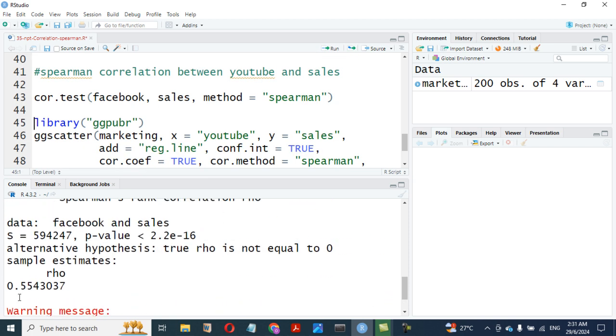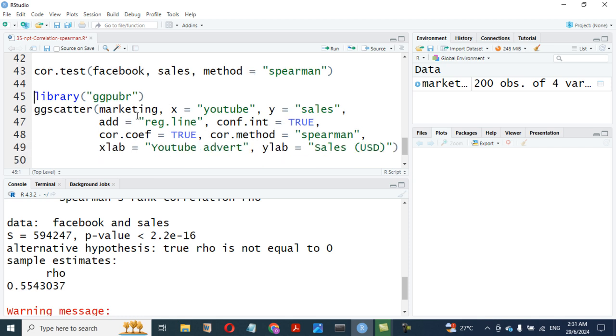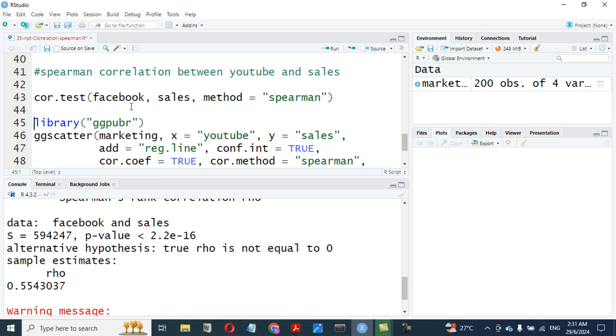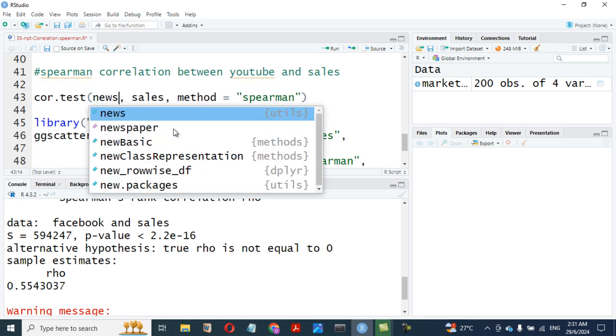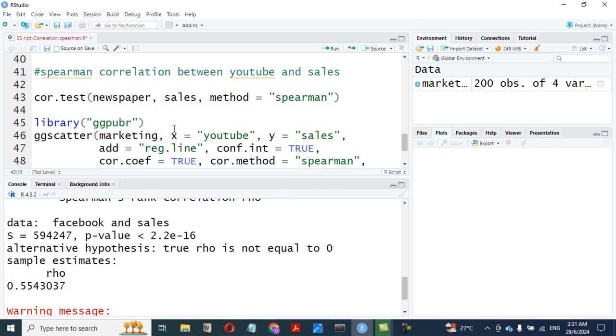All right, so we have a 0.55. If you remember when we did Pearson, you can see that the same thing we experienced in some of our results, we also experienced it when we did newspaper. So that one is so low.